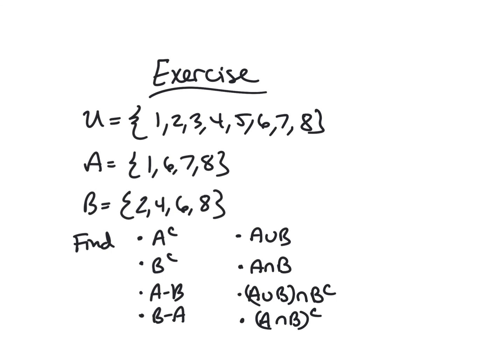And so to close things out, I want you to complete this exercise. So you've got the universal set here, subsets A and B, and I want you to find these 8 sets performed or found by using these operations.